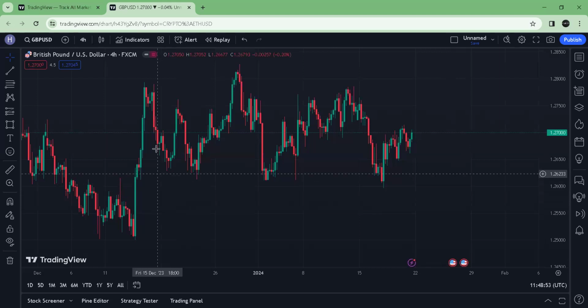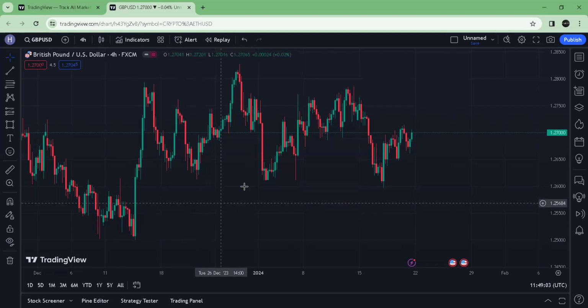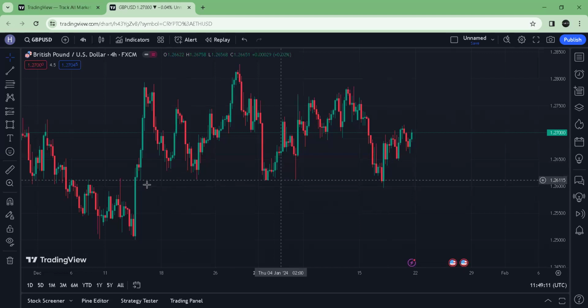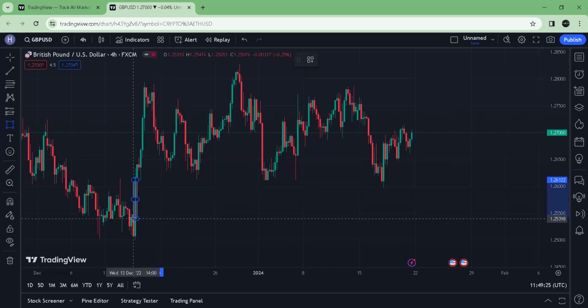As you can see, price is in some sort of consolidation cycle, and we have a bullish bias. So you can see that price is supporting itself in this area. We need to identify what indicator is causing price to support itself here. What I can see is a fair value gap here.